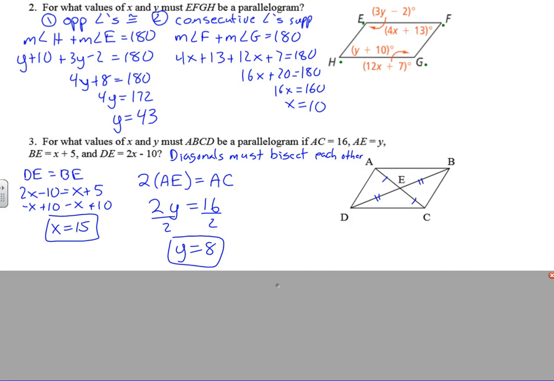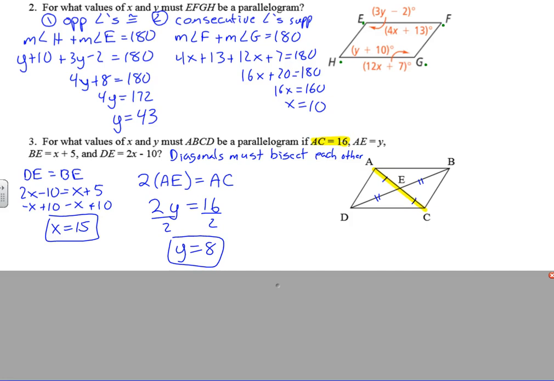So if we start with the ones here, the x ones, DE equals BE, 2x minus 10 equals x plus 5. So you subtract x and you add 10, you get x equals 15. Now, in this other one, it's important to identify that AC is the entire length of this.